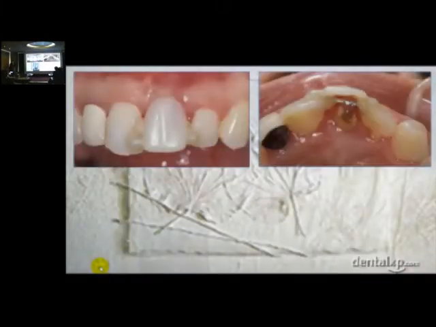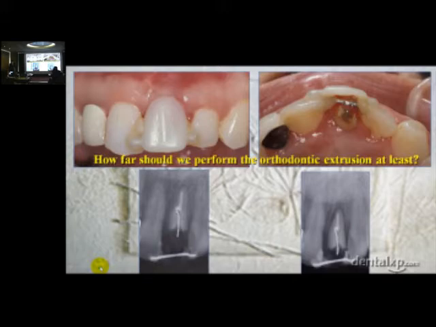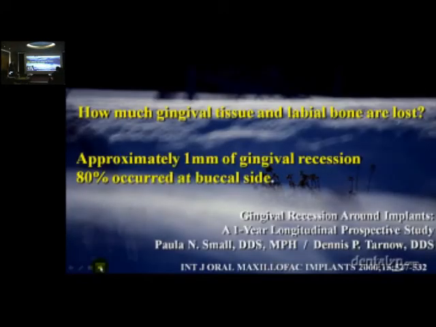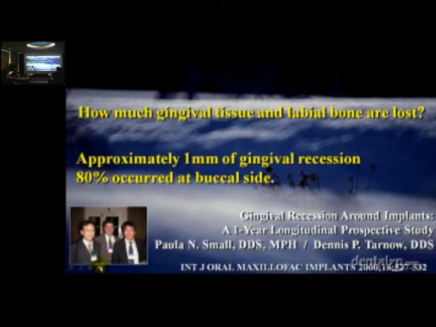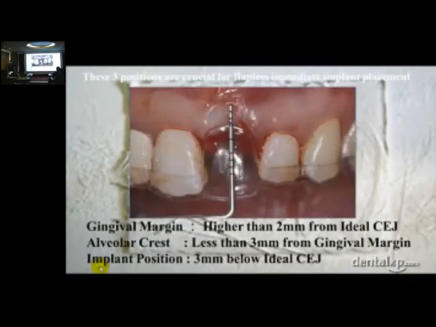Thereafter, an orthodontic extrusion was performed. How far should we perform the orthodontic extrusion at least? How much gingival tissue and labial bone are lost? Dr. Turner et al. reported that it seemed about 1 millimeter, and most of it occurred on the buccal side. I will show you my criteria.